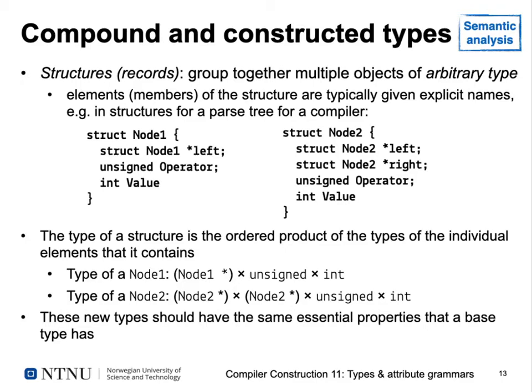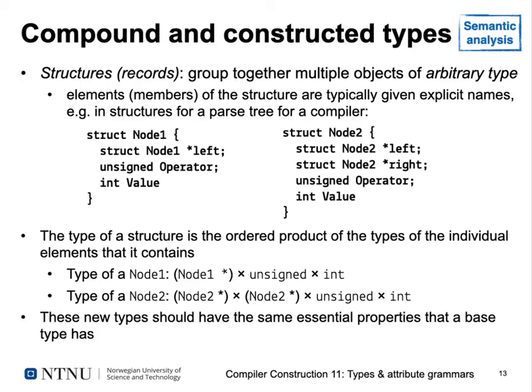For example, if we had structures for a parse tree for a compiler, we could have a structure called node1, and this contains 3 different elements: a pointer to a structure of the same type, an operator which might be an unsigned integer value, and some value of a node which might be an integer value. And we might have other nodes with a left and a right child node, which then have 2 pointers to this node2 structure, a left and a right pointer, and again an operator and a value. So the type of a structure is the ordered product of the types of the individual elements that it contains. So we have something like a cross product here.